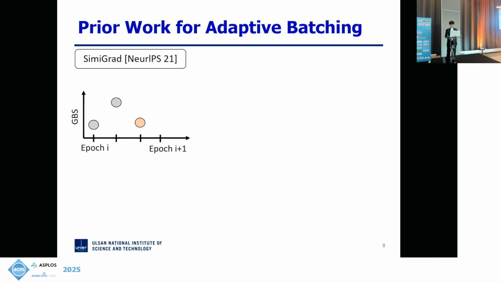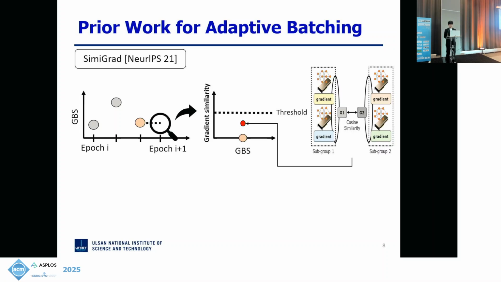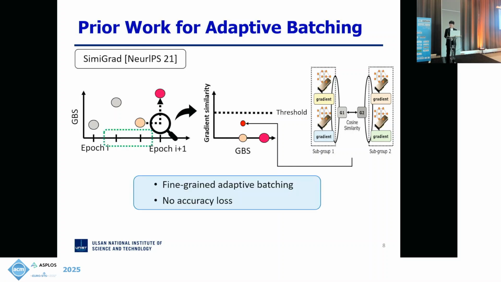SemiGrad estimates gradient similarity metric to measure the stability of convergence. It is defined as the cosine similarity of aggregate gradients within two subgroups. As shown in the example, if it is lower than the threshold, increasing GBS might not degrade the convergence, so that SemiGrad can increase a GBS at the next iteration. As the metric is computed lightly to become reliable, SemiGrad can change GBS at iteration level. Therefore, we adopt SemiGrad as a basic method for adaptive batching.